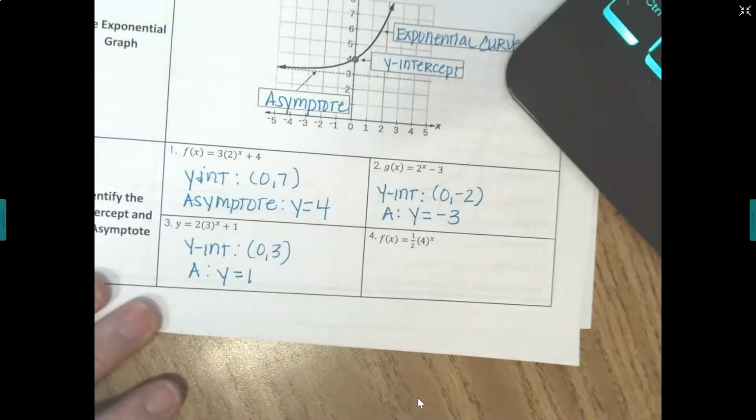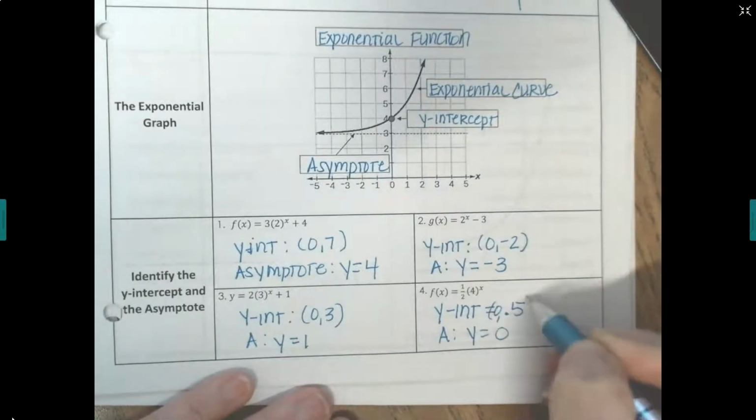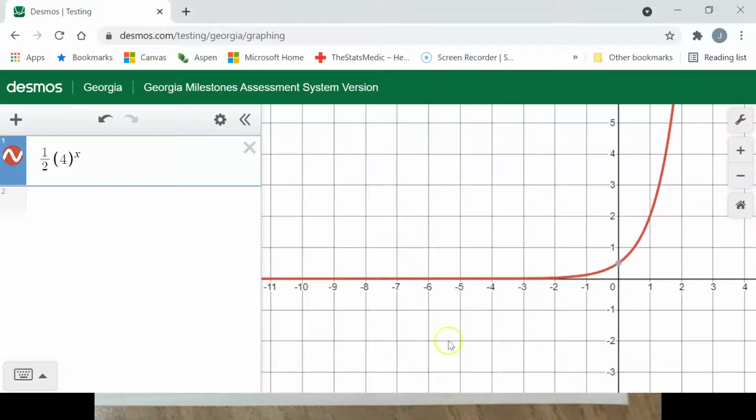And one last time, go ahead and try this one all on your own and see how you do. All right, for number 4, I got the y-intercept was 0.5, so it'd be at (0, 0.5). And that my asymptote was at where y equals 0. Okay, so just to double check to make sure your graph, we had a y-intercept of 0.5, and then we can see how flat this graph is, and we just followed across. Y is 0 here. We don't want the x value, we want the y value.